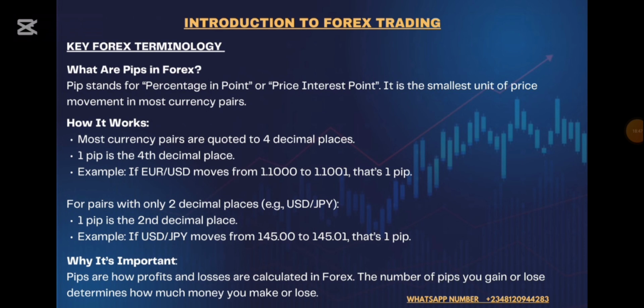You get? So for some pairs, we only have 2 decimal places, like the USD JPY. So it's not all pairs that have 4 decimal places. So 1 pip is the 2nd decimal place in USD JPY. For example, USD JPY moved from 145.00 to 145.01. That change is known as 1 pip. Why is it important? Well, pips is how we calculate profits or losses in forex trading. The number of pips you gain or lose determines how much money you make or lose in the market. It's as simple as that.